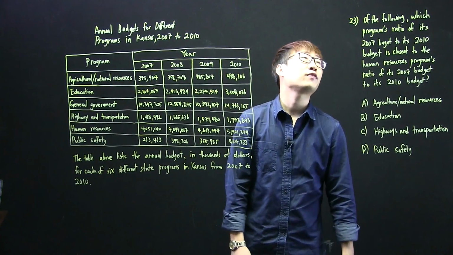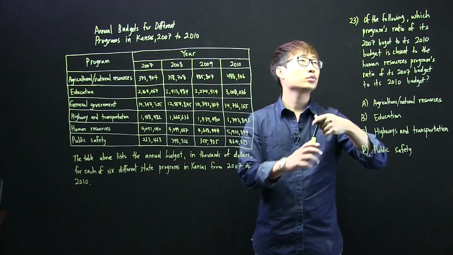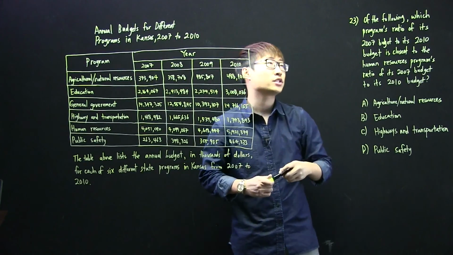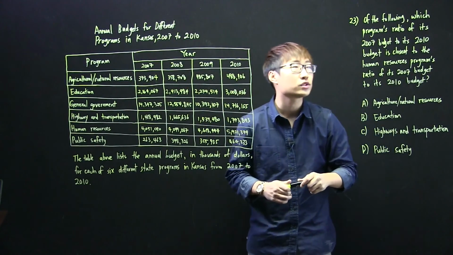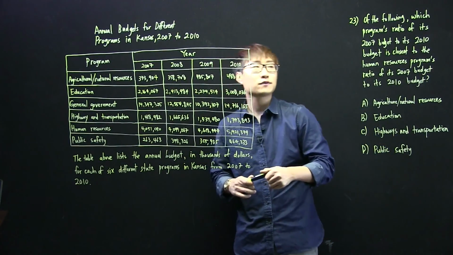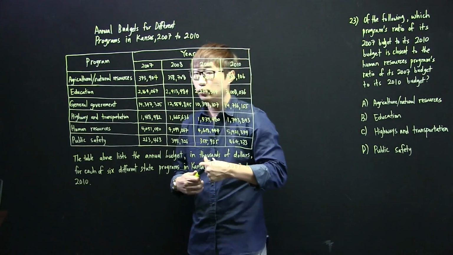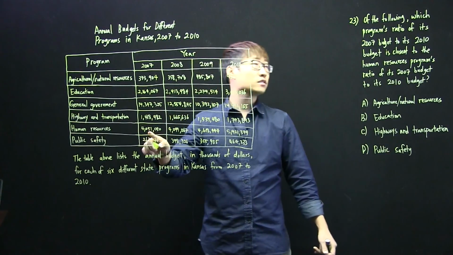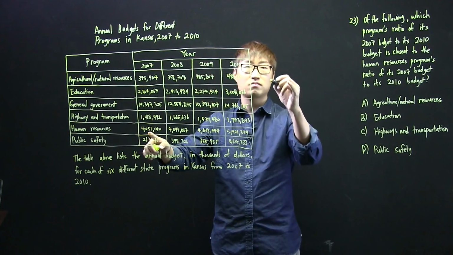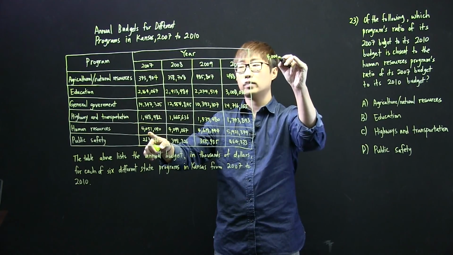Number 23. Of the following, which program's ratio of its 2007 budget to 2010 budget is closest to the human resources program's ratio of its 2007 budget to 2010 budget? So let's first look at the 2007 to 2010 budget for human resources and see what it is, roughly. I'm just approximating, roughly closest to what I can see.